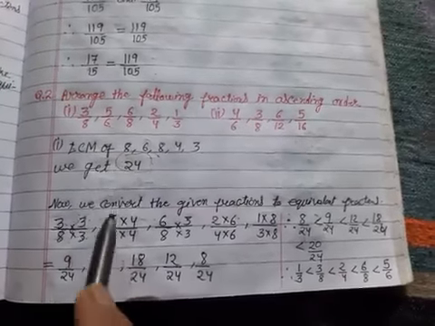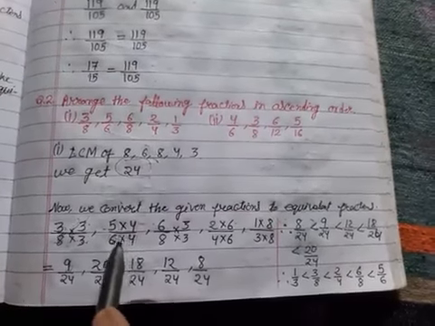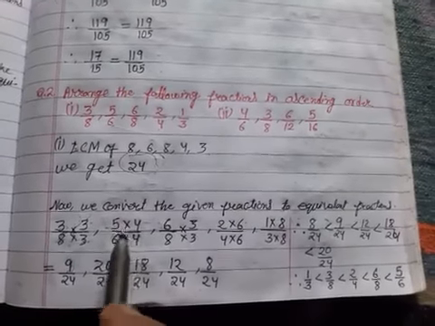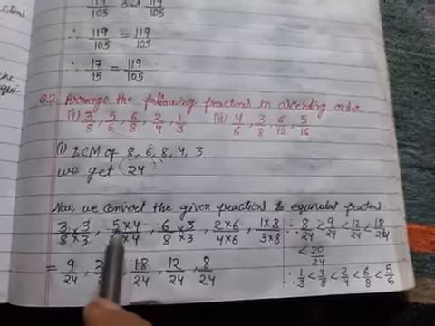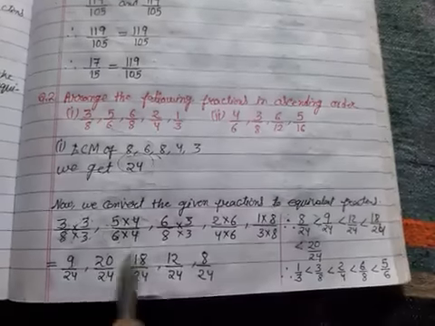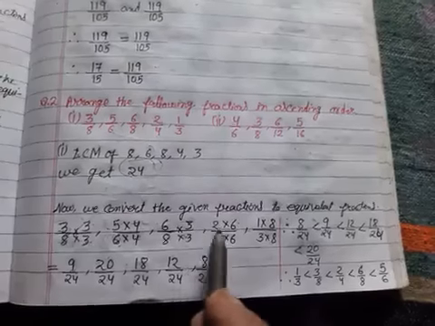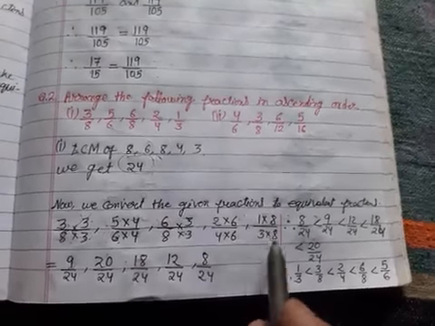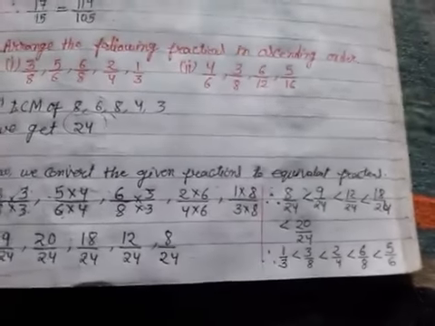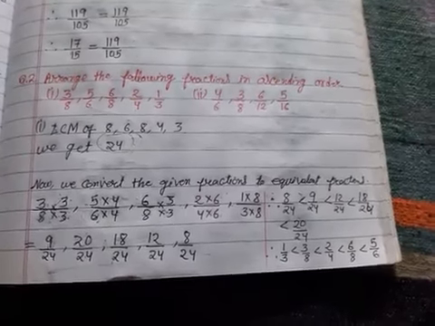Now 5 by 6, the second fraction. We multiply 6 into 4 to obtain 24 as the denominator. So we should also multiply the numerator. So 5 fours are 20 and 6 fours are 24. In this way here also 8 threes are 24 and 6 threes are 18. In this way we multiply all the fractions. Now all the denominators are the same. Ascending order means smaller to larger, smaller to greater.